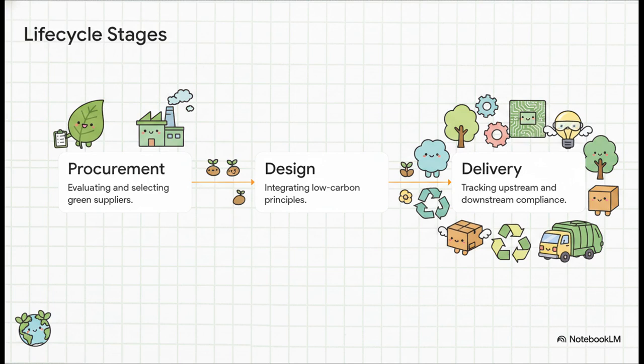It starts right at procurement, where you're evaluating and selecting green suppliers. Then it moves into design, integrating low-carbon principles or recyclable materials before a product is even made. And it extends right through to delivery and outsourcing, where you must actively track compliance both upstream with material providers and downstream with waste contractors.